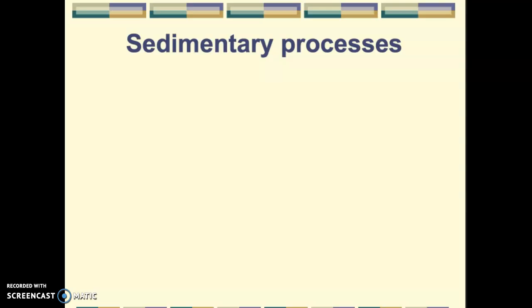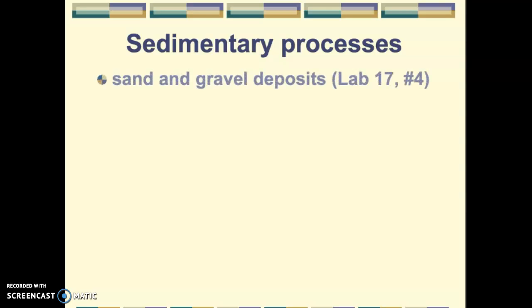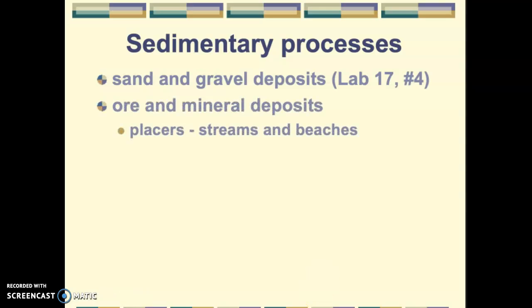Moving on to sedimentary processes, there's just a kind of a list here. Sand and gravel deposits are very important. If you want to look at Lab 17, number 4, there's a whole lab on sand and gravel deposits. Ore and mineral deposits, one of the really important ones in this category are what we call placer deposits.